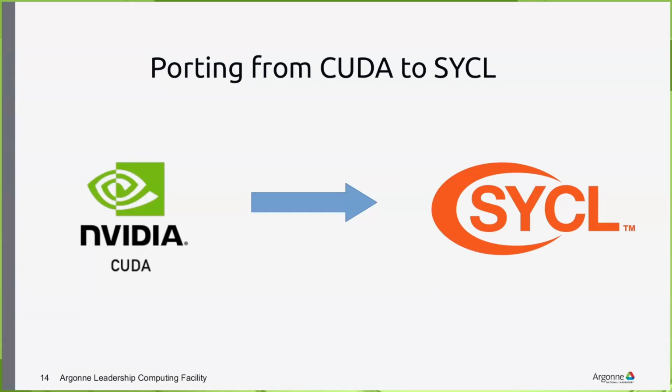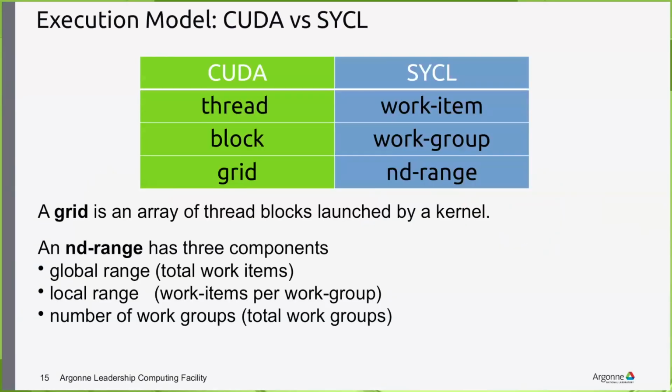So coming to the question of how do I port from CUDA to SYCL? First we need to know what the equivalents are between CUDA and SYCL. We have threads, blocks, and grids on the CUDA side. Similarly, we have very equivalent terminology called work items, work groups, and ND range. Like a grid is an array of thread blocks, and a block is an array of threads, similarly an ND range is a collection of work groups, and a work group is a collection of work items. So this is the hierarchy, and this is the one-to-one mapping between CUDA and SYCL.